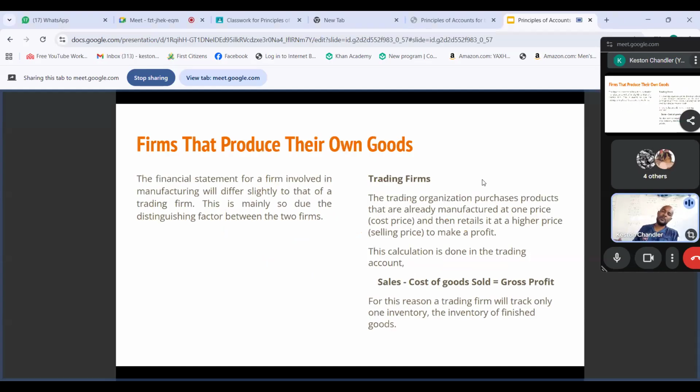All right, so let's recap some of what we talked about. Trading firms, when we are calculating in the trading account, we will have our sales minus our cost of goods sold to give us our gross profit, right? They are only tracking one type of inventory, the goods that they are buying to sell over, right? I use the example of the clothing store, right?